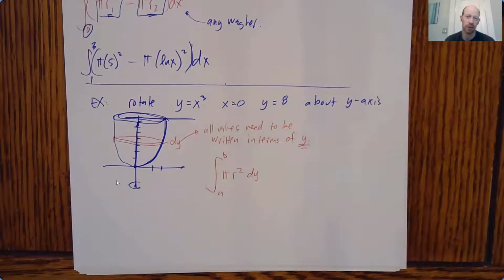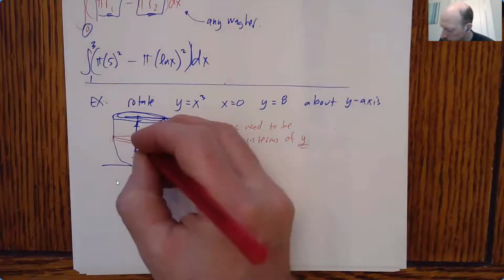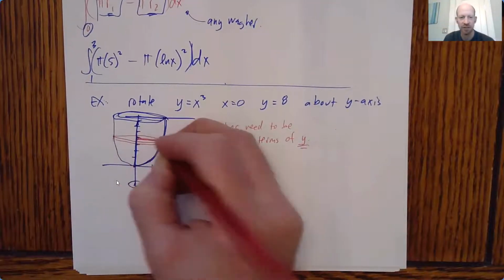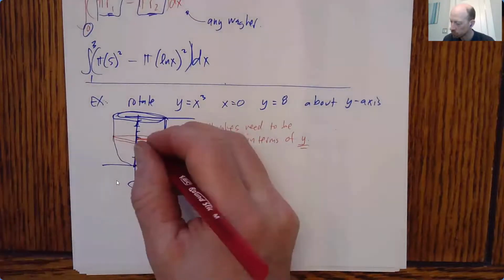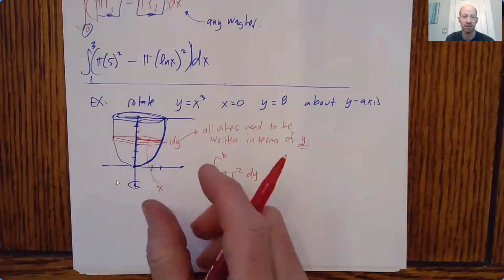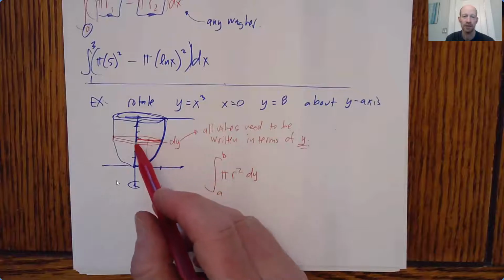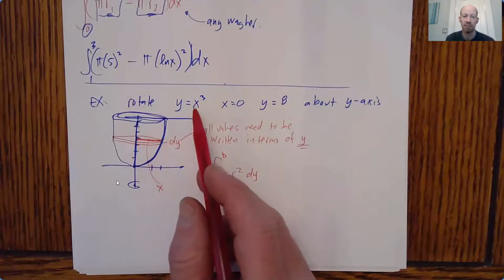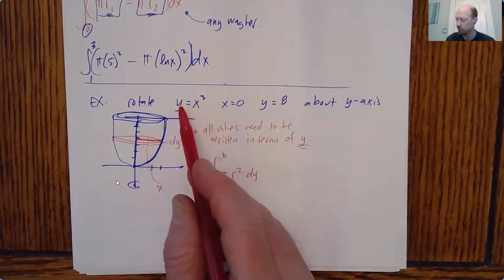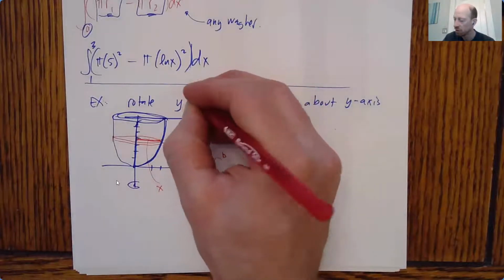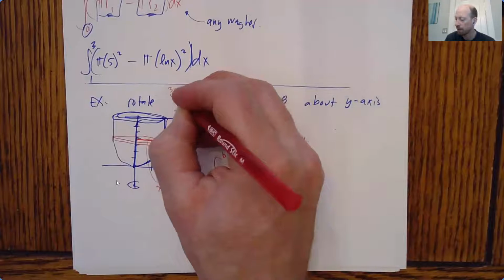This is a disk, so I don't need the whole washer formula, right? It's just the integral of pi r squared dy. But because it's dy, both the bounds and the radius need to be written in terms of y. The radius is that distance, which is x, right? That's the distance from the y-axis out to here is x. But I need to change that x into y values. So here I would have to notice that x is the cube root of y.